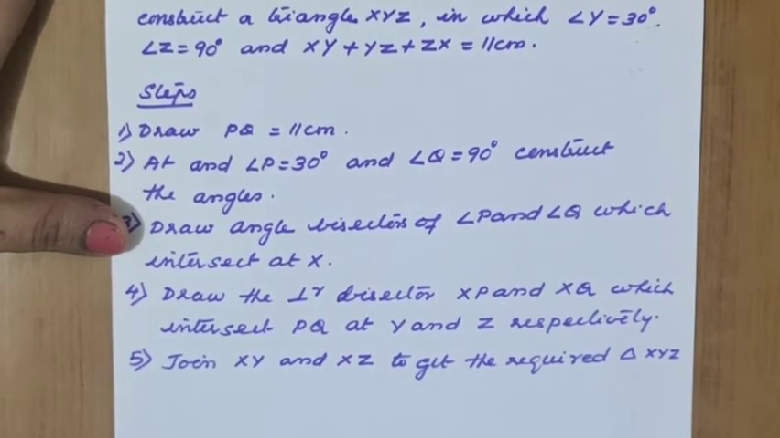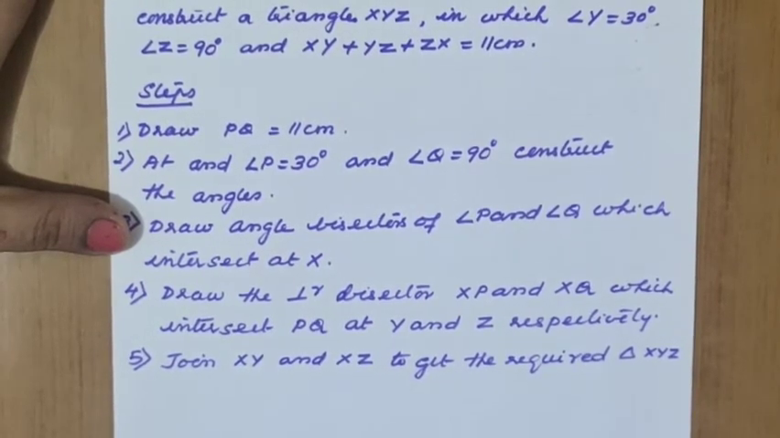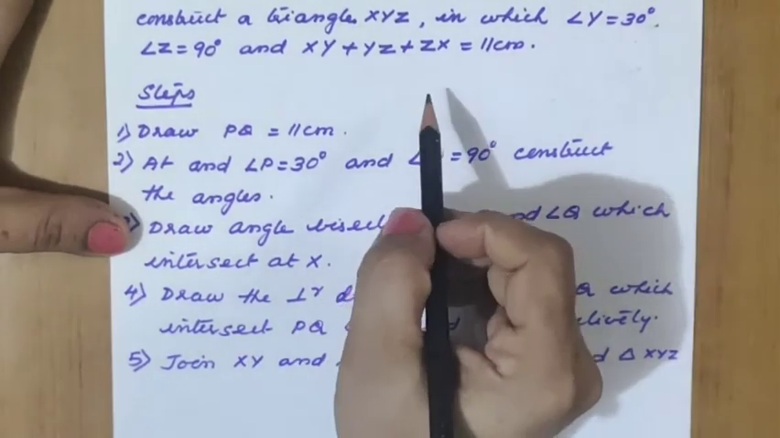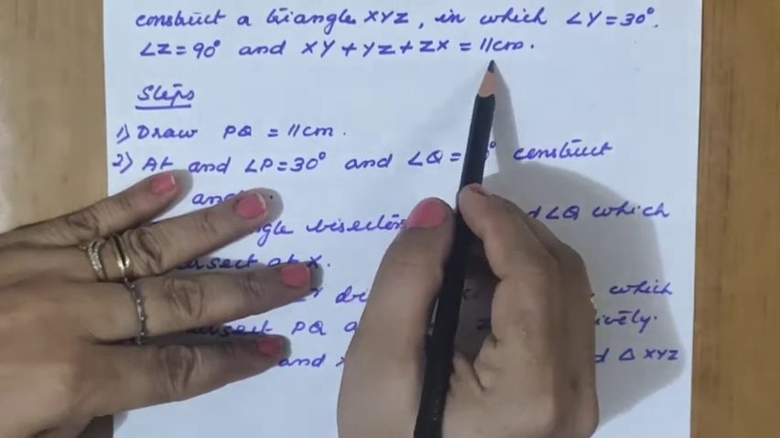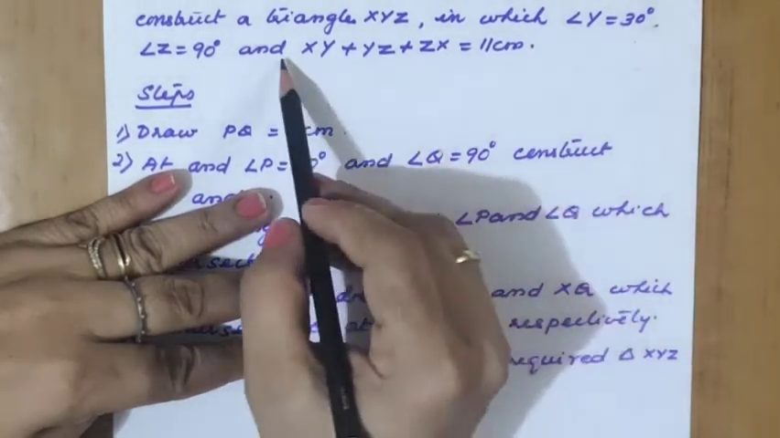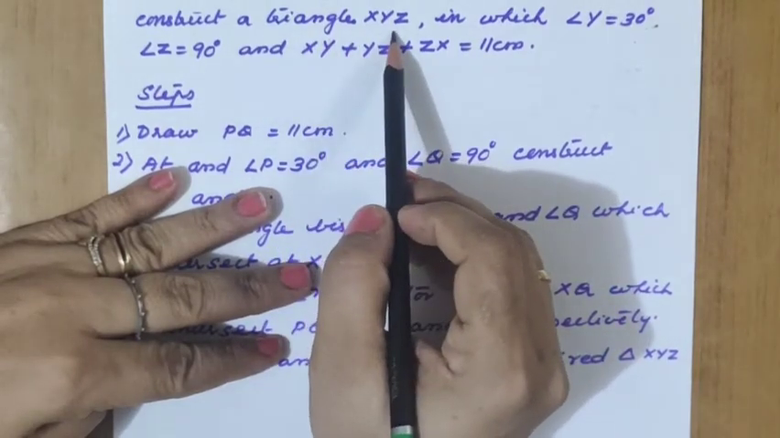Construct a triangle XYZ in which angle Y equals 30 degrees, angle Z equals 90 degrees, and XY plus YZ plus ZX equals 11 centimeters. So what is the meaning of this question? The perimeter of the triangle is given, that is 11 centimeters, and the two base angles are given. With the help of this, we have to construct triangle XYZ.